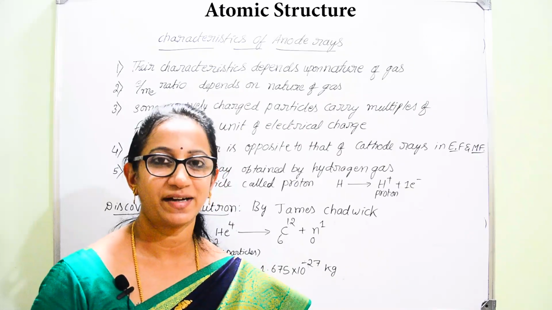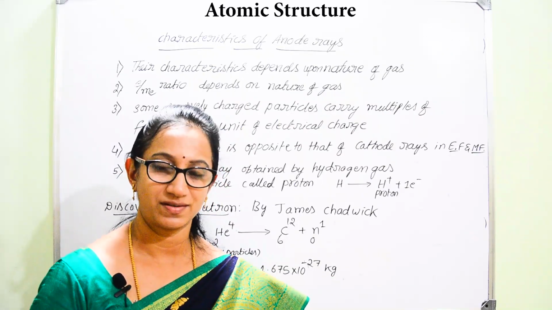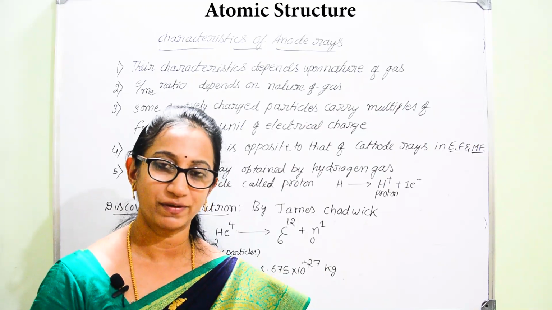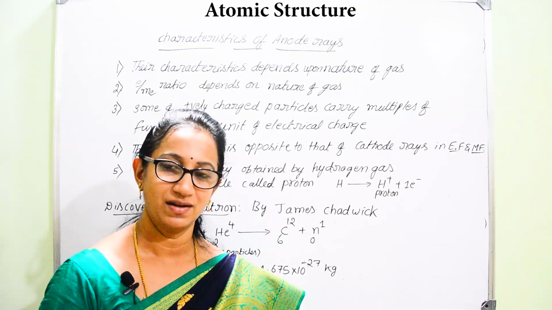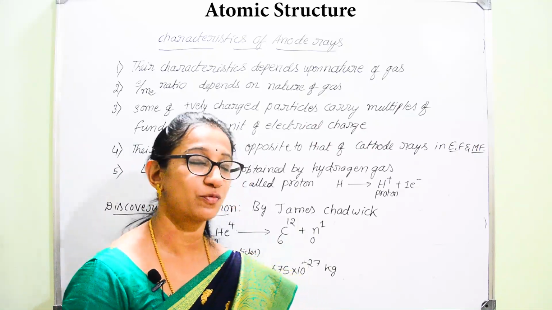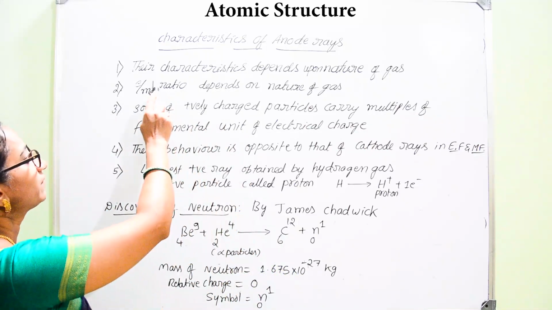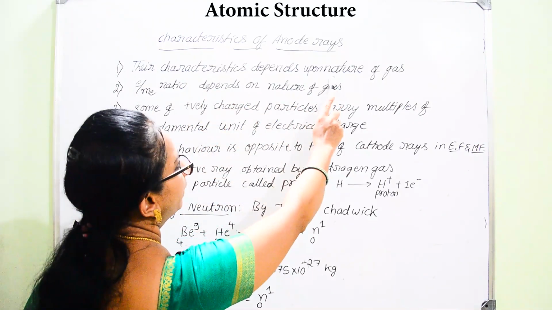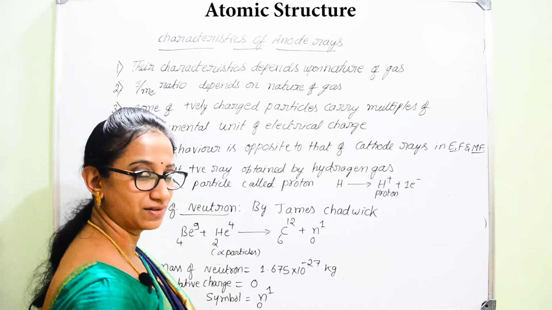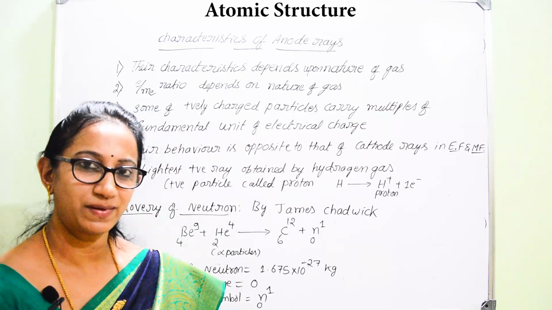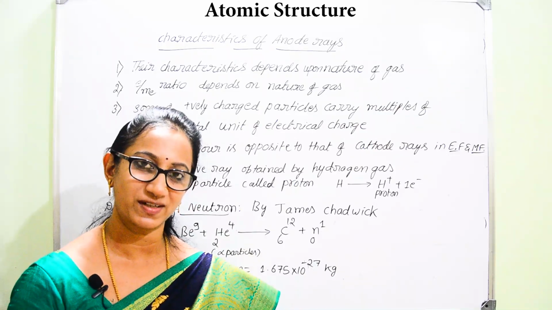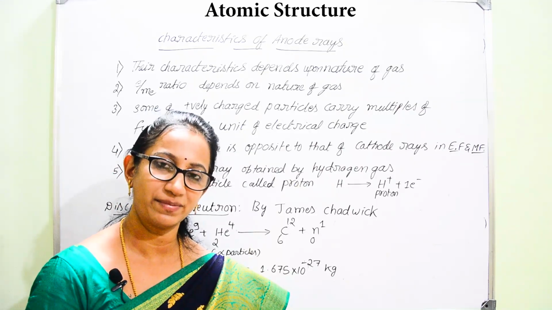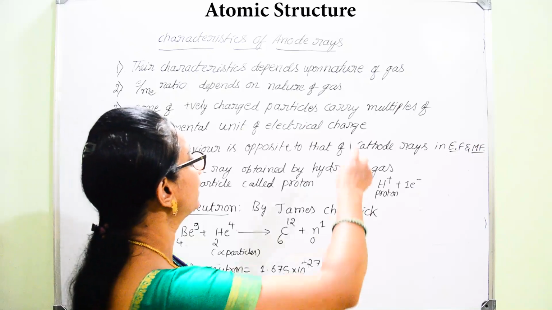Now we can go for the characteristics of anode rays. If you consider anode rays and cathode rays, they are quite opposite to one another with respect to their charges. Now we can go through these characteristics one after another. The very first characteristic: their characteristics depend upon the nature of the gas. In the cathode ray discharge tube experiment, in the same discharge tube, the anode rays which were emitted mainly depend on the nature of the gas.